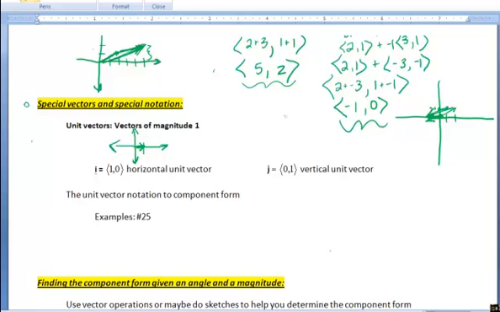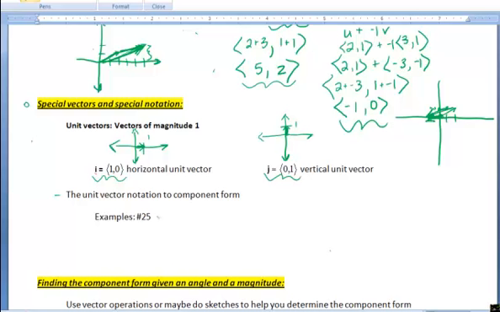So then over here we also have a j vector, and that's going to be our unit vector that's vertical. So we're going to be looking at a vector that's just a length of 1 in the upwards direction. Okay, so these are just ones. So that's what this unit vector is and what this unit vector is, not to be confused with imaginary numbers. We're going to start working with these.